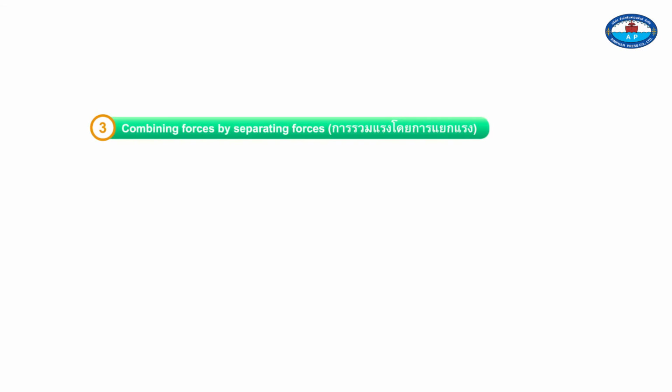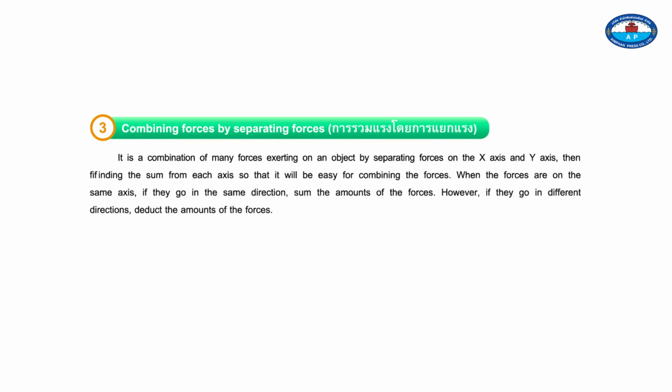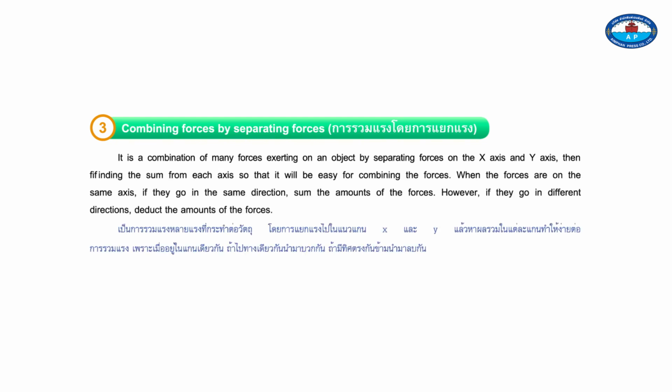3. Combining forces by separating forces. It is a combination of many forces exerted on an object by separating forces on the x-axis and the y-axis. Then find the sum for each axis so that it will be easy to combine the forces. When the forces are on the same axis, if they go in the same direction, sum the amounts of the forces. However, if they go in different directions, deduct the amounts of the forces.